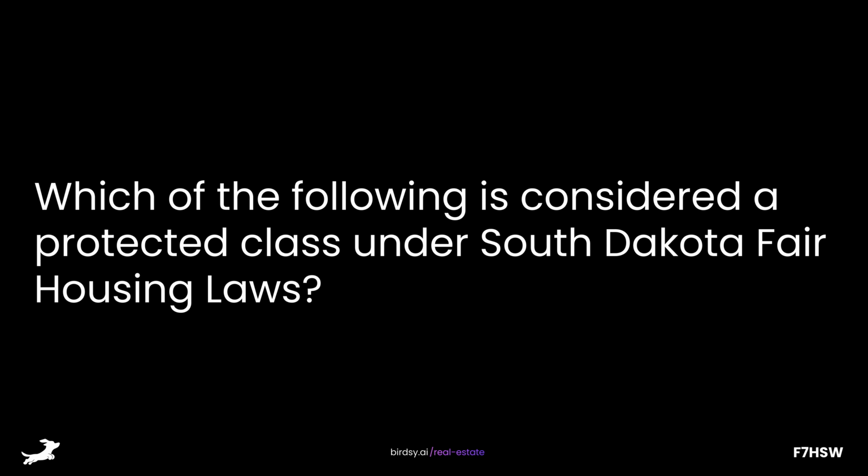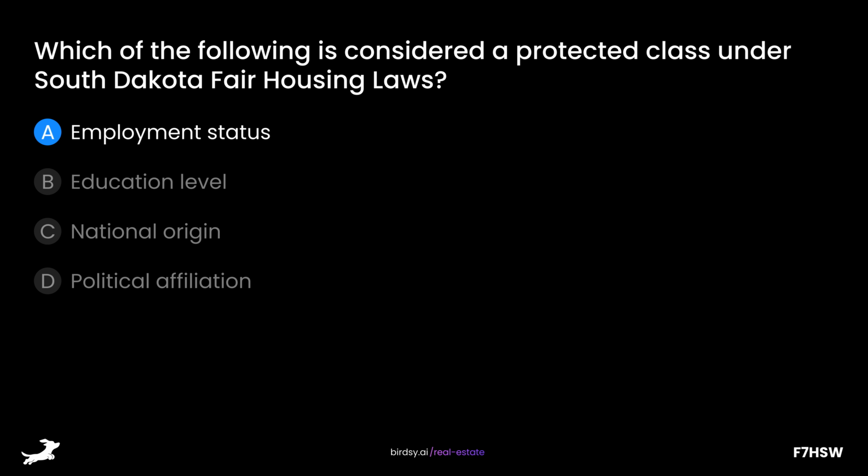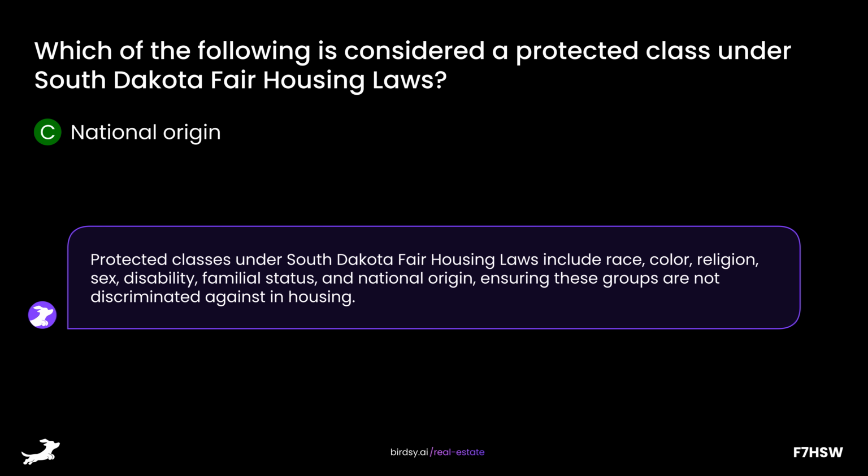Which of the following is considered a protected class under South Dakota Fair Housing Laws? Is it A, employment status, B, education level, C, national origin, or D, political affiliation? The answer is C, national origin. Protected classes under South Dakota Fair Housing Laws include race, color, religion, sex, disability, familial status, and national origin, ensuring these groups are not discriminated against in housing.